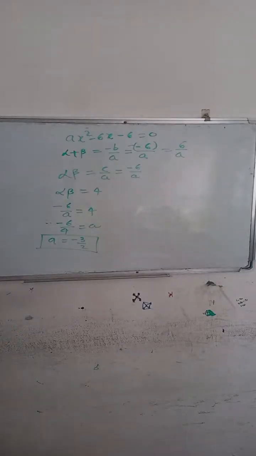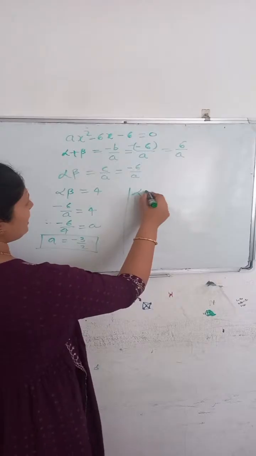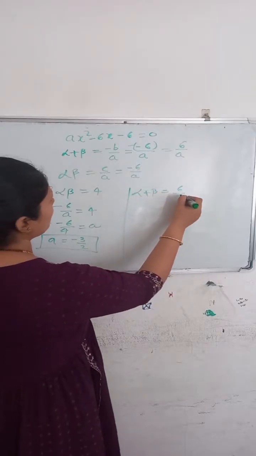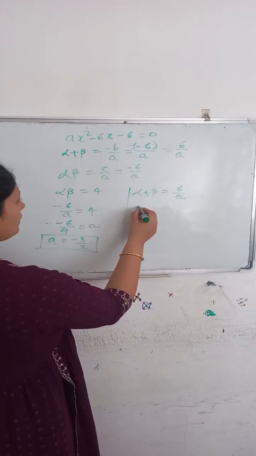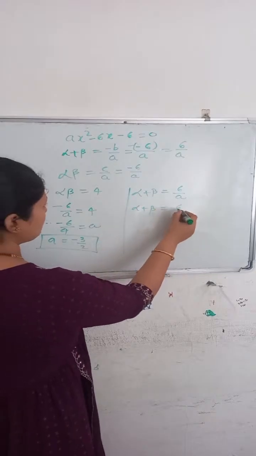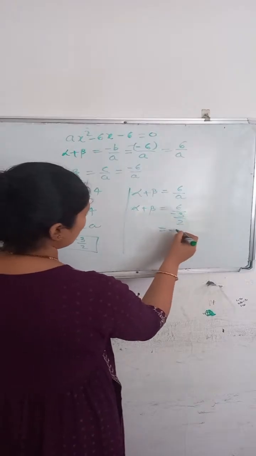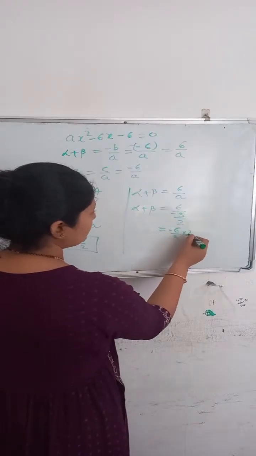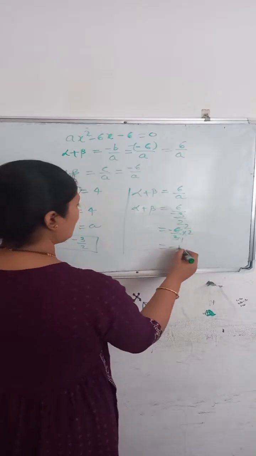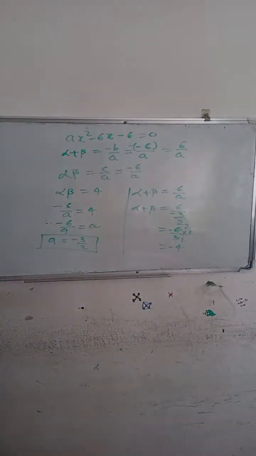They are asking us to find out the sum of the zeros. Alpha plus beta I got already 6 by a. And what is the value for a? Minus 3 by 2. So here minus 6 by 3 into 2. So 2 here, minus 4 is the alpha plus beta. That is sum of the zeros. Getting this? Very simple questions.